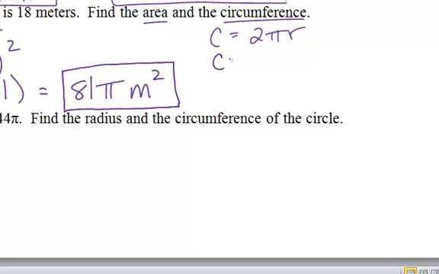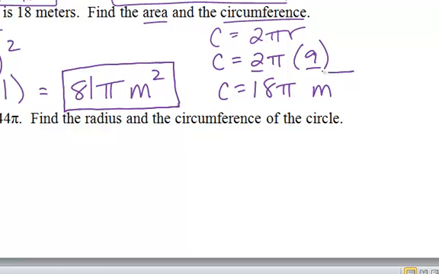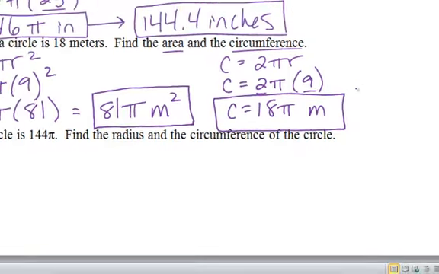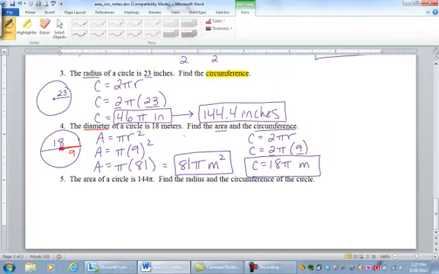For circumference, what I'm going to do is still plug in that radius. Remember, the radius is 9, don't use the 18. You can multiply 2 times 9, and it's 18 pi meters for the circumference, or the distance all the way around the circle. So 2 different answers for this one. This is my area answer, and this is my circumference.